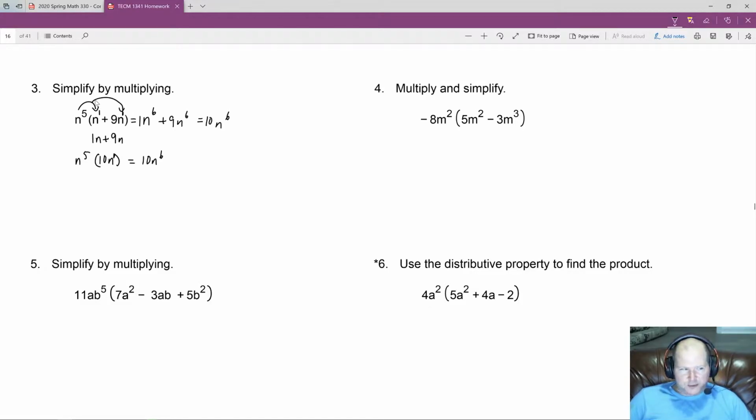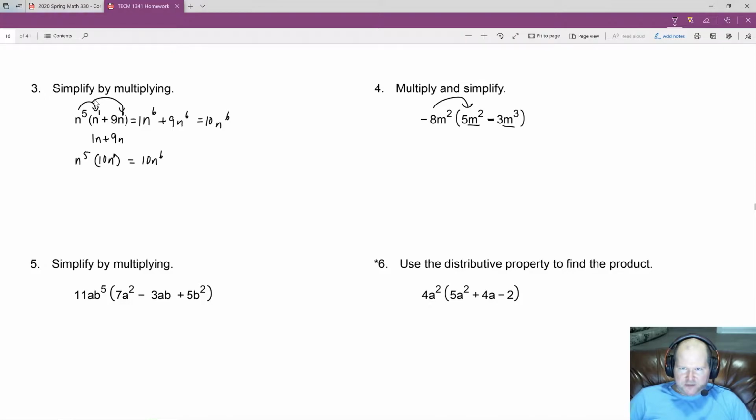In the next one, you don't have the option of simplifying within the parentheses because you have a 5m squared minus 3m cubed. And since these two terms have the same base but different exponents, they're not like terms, and you cannot subtract them or combine them. Okay, so we are going to distribute.